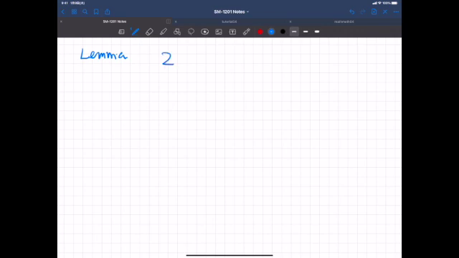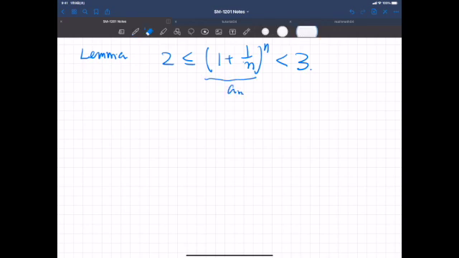That is, this sequence is bounded between 2 and 3. a_n is less than 3. Okay, so of course this is a_n. Now let's prove this.